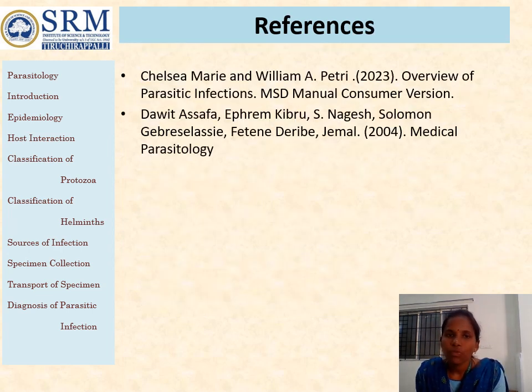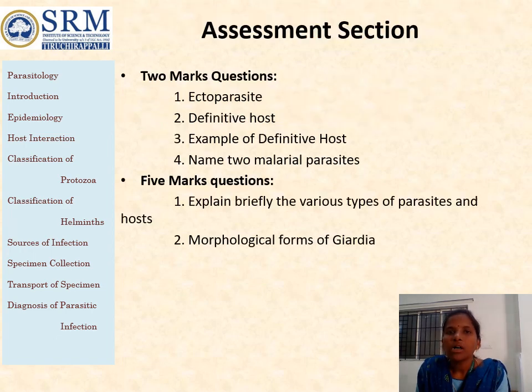These are the references followed for the specific topics, and based on that we can assess in the form of questions: what are ectoparasites, what is a definite host and examples of a definite host, name any two malarial infection-causing parasites, and what types of minor questions can be asked from these topics. Explain briefly the various types of parasites and hosts and the morphological forms of Giardia. Thank you.